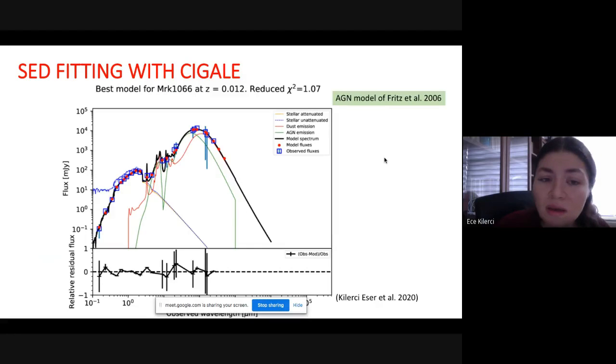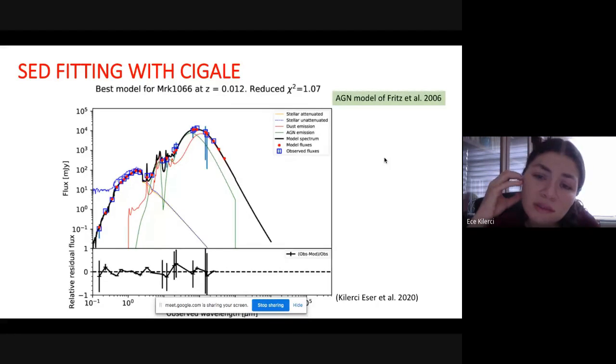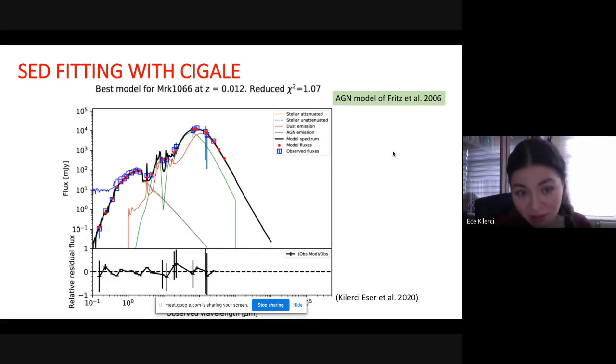Actually, here, since we didn't have a homogeneous data set in the optical UV part, I didn't check the stellar masses from CIGALE. Our main interest was in the far infrared part and the AGN itself. So that's why I didn't check it.